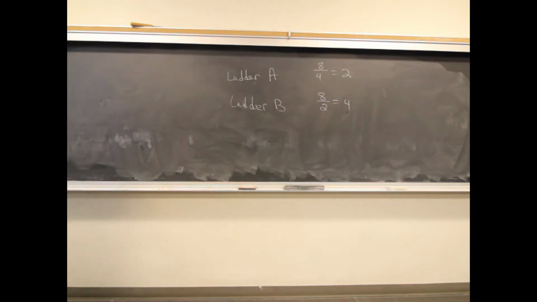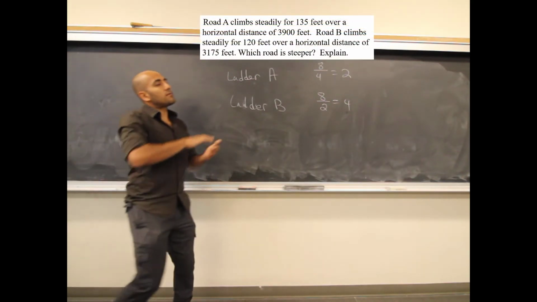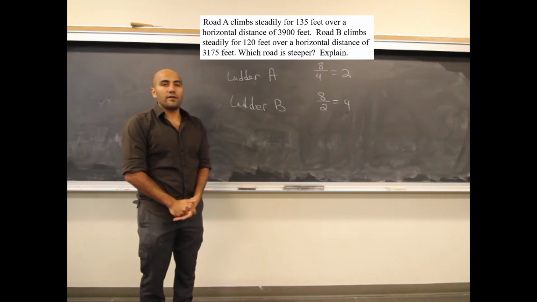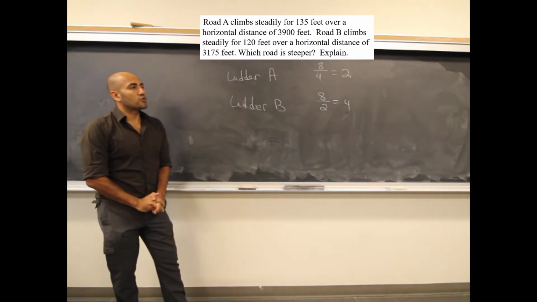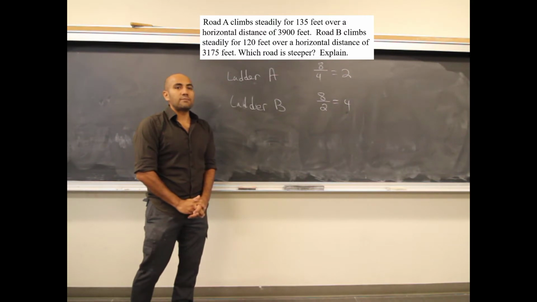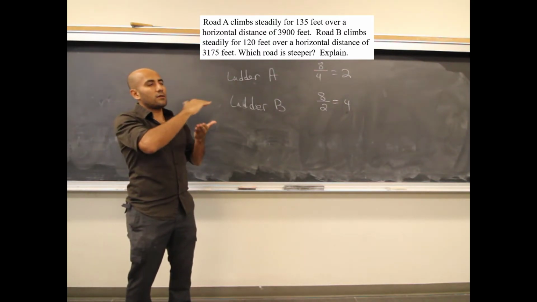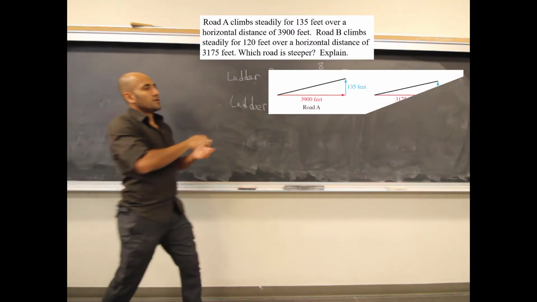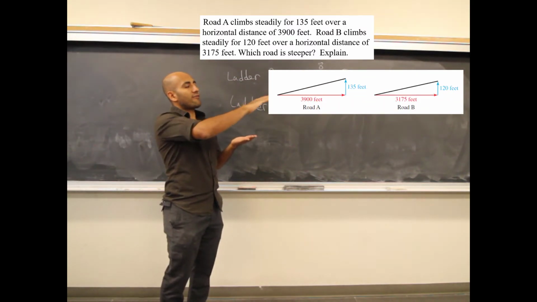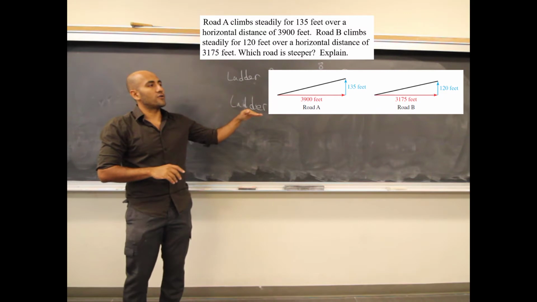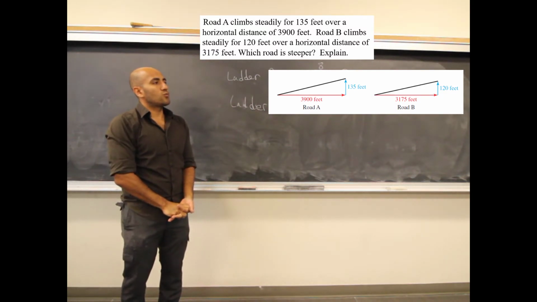Good? Good. Okay. Another example. Road A climbs steadily for 135 feet over a horizontal distance of 3,900 feet. Road B climbs steadily for 120 feet over a horizontal distance of 3,175 feet. Which road is steeper? Okay, so again, we have to think about the rise over the run. Maybe come up with this diagram. So road A climbs 135 feet steadily, so they're describing a line, over a horizontal distance of 3,900. And then road B has 120 feet climbed over a distance of 3,175.